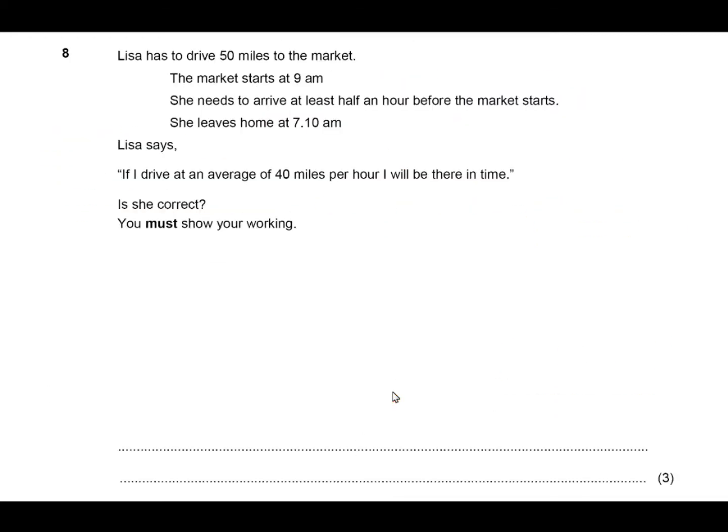Question 8. Lisa has to drive 50 miles to the market. The market starts at 9 and she needs to arrive at least half an hour before the market starts. She leaves home at 7:10. Lisa says if I drive at 40 miles per hour, I will be there in time. Is she correct? So if the market starts at 9 and she wants to be there half an hour before, then she has to get there by 8:30.